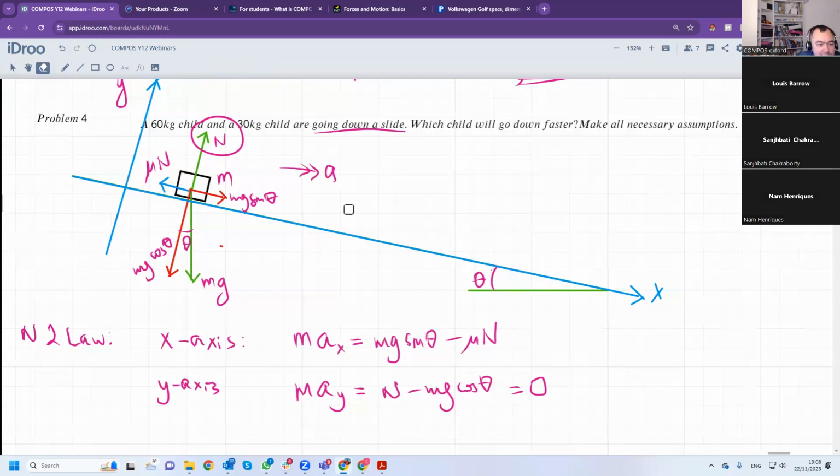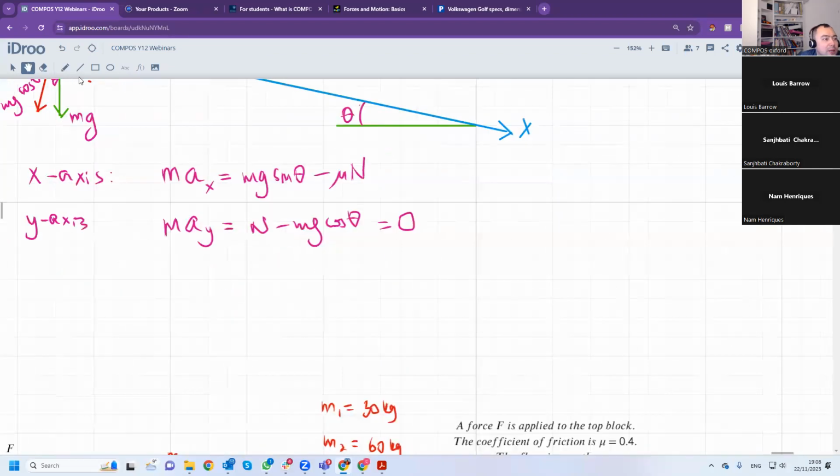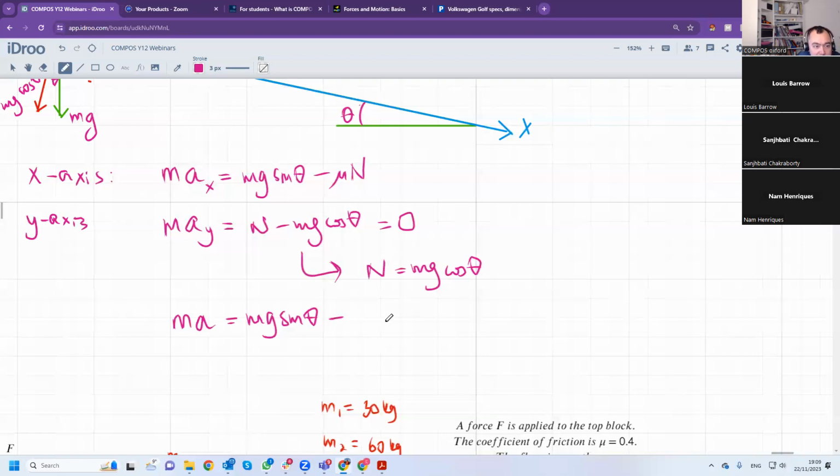Okay, let's remove the x. So this is just like this, and this ma is 0. Now, from here, I can immediately say that n is equal to mg cos theta. And I'm going to stick that into the first one. So mass times acceleration is equal to mg sine theta minus mu mg cos theta.